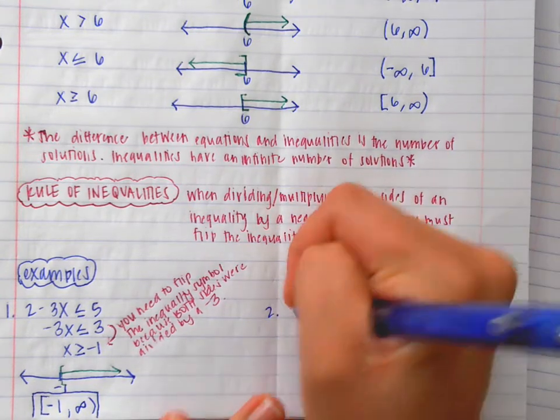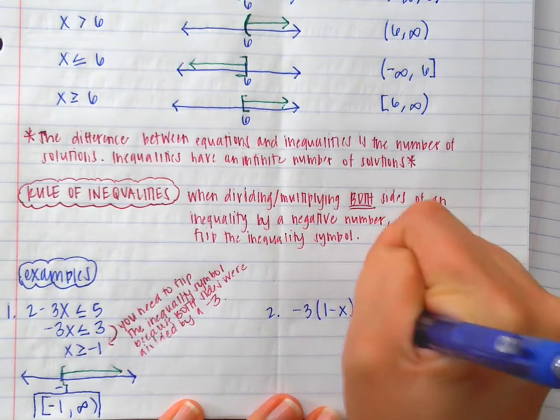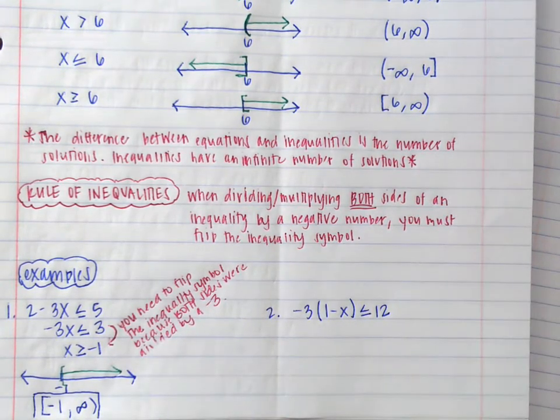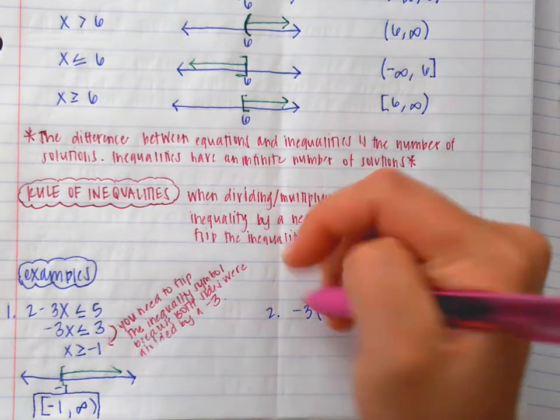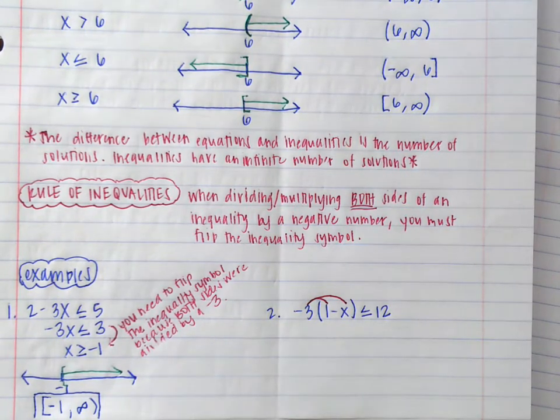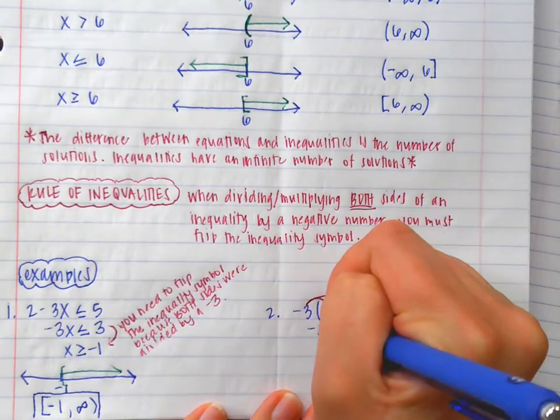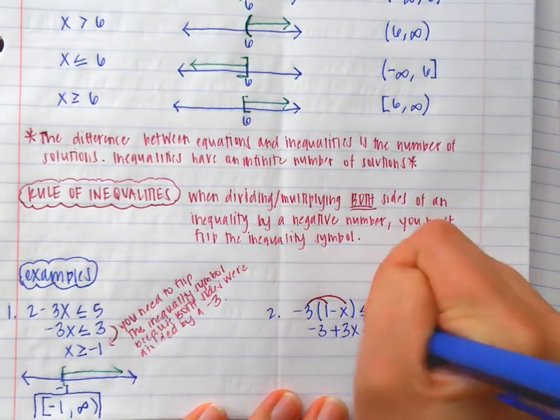Okay, so -3 times (1 minus x) is less than or equal to 12. 2 ways of doing this, and I don't care how you do it. You can either first just divide off that -3. You'd have to flip the inequality sign, but then we'd end up doing that twice. So what I'm actually going to do is distribute the -3 to get rid of my parentheses. Oh, new pen vibes, the best. So -3 times 1 is -3, and -3 times -x is positive 3x.